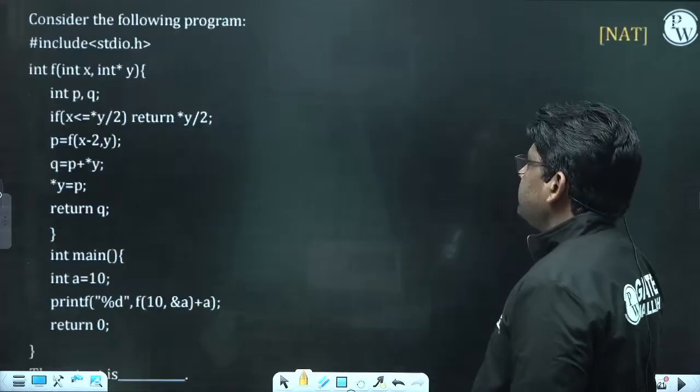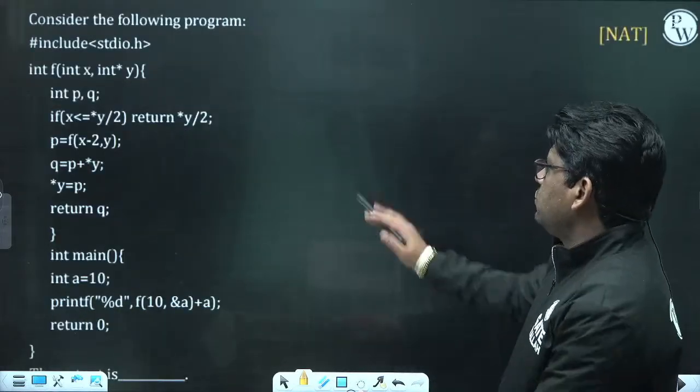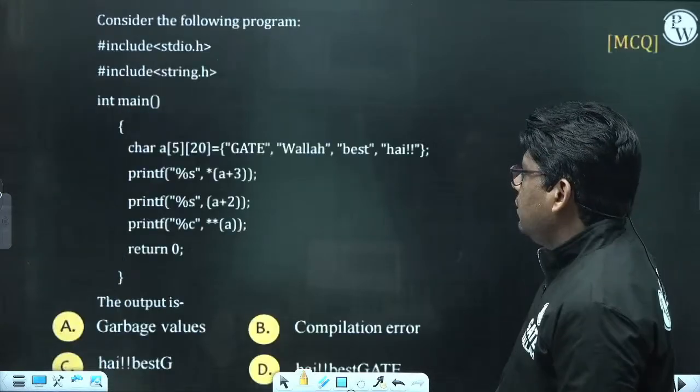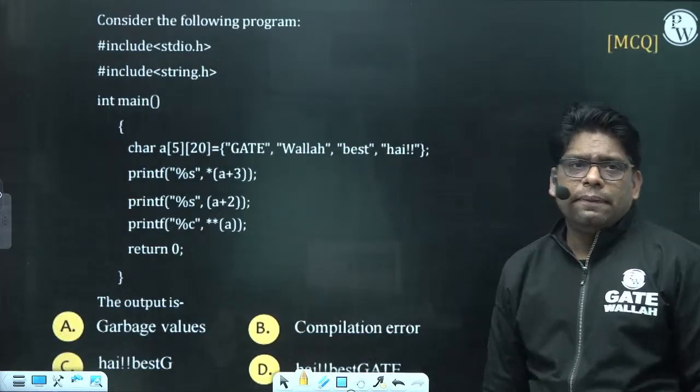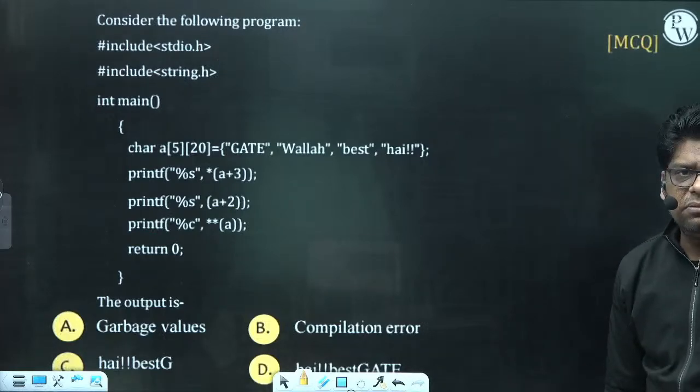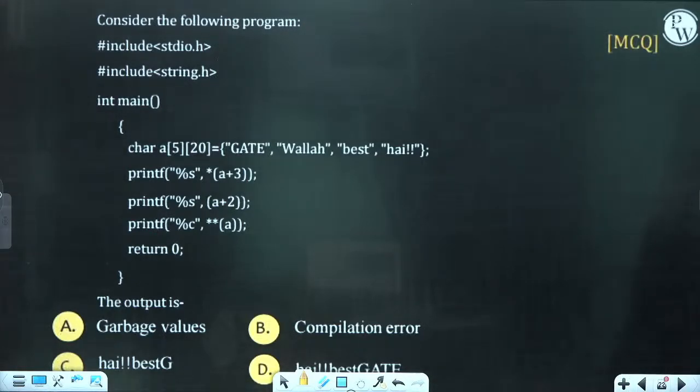Done, sir. I don't think more pointer questions are needed. Let's solve this question, because we already discussed many things on pointers, structures and pointers.